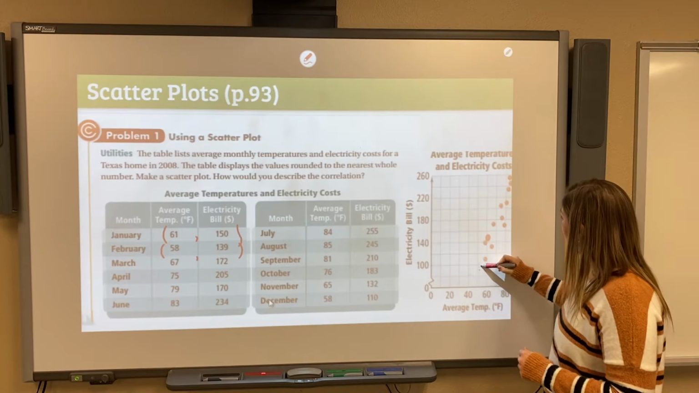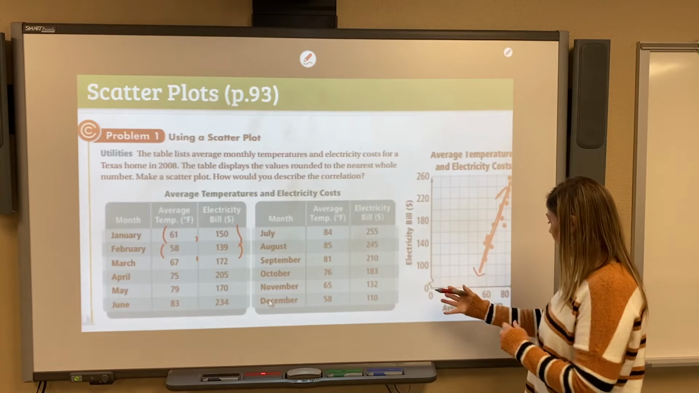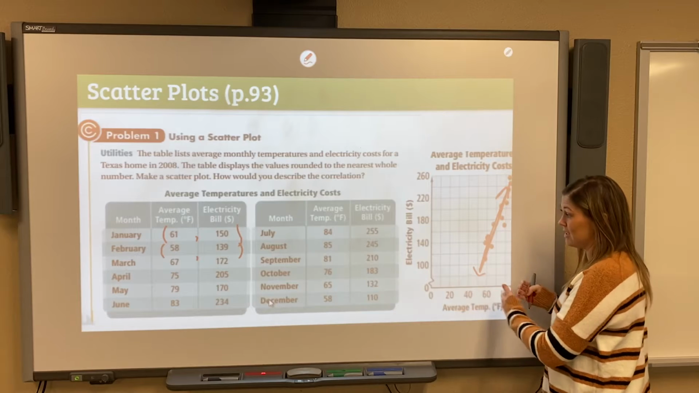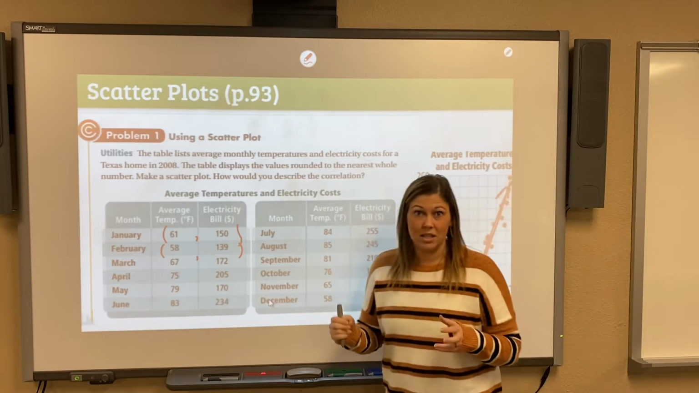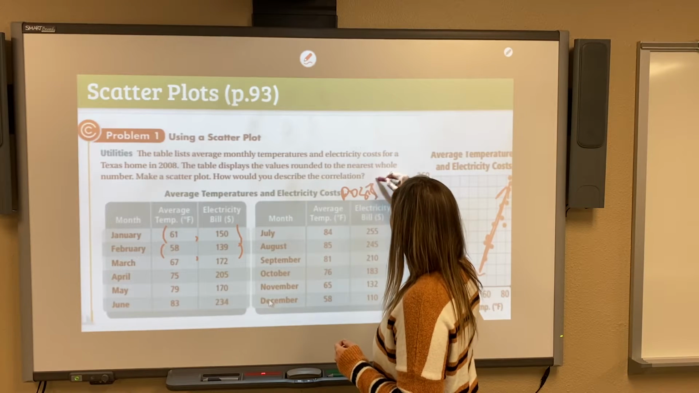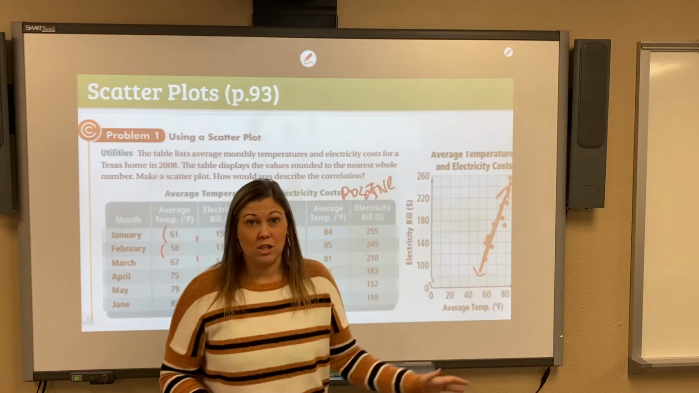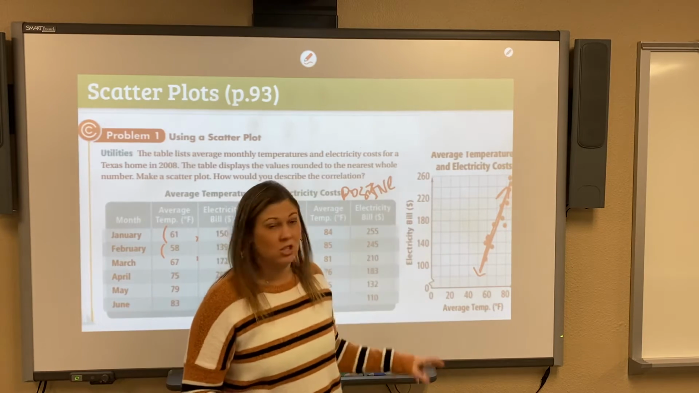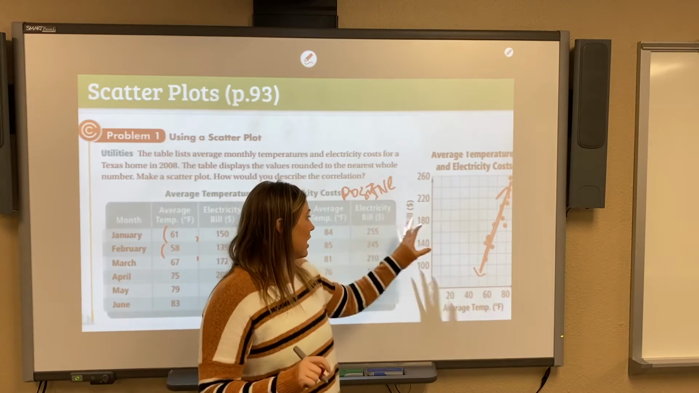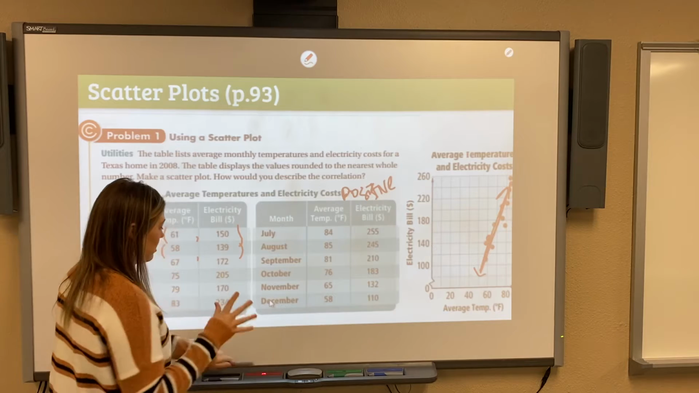If you notice, it has a positive correlation. As the average temp of Texas increases, the electricity bill is higher. So this is a positive correlation. And so, as temperatures increase, our electricity bills increase. They relate to each other, like the electricity bill depends on what your temperature is. So this is a positive correlation.